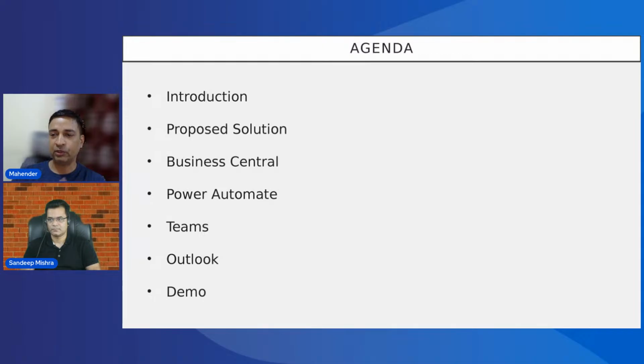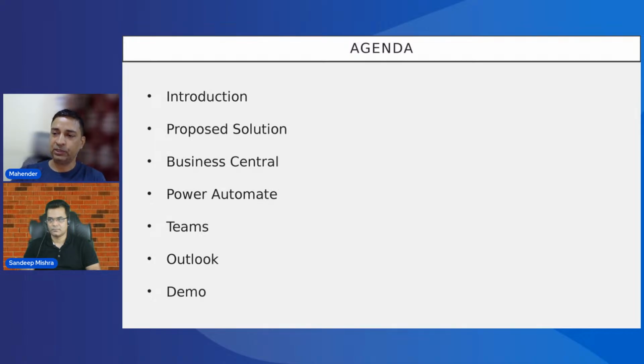We will talk about Business Central, that's the ERP from Microsoft, and our workflow automation tool Power Automate, and then we'll talk about Teams and Outlook that we use for notification on team chat or sending email on Outlook. And then we will have the demo of this use case where we will show how we can build automation for this particular use case. So let's jump into our topic.